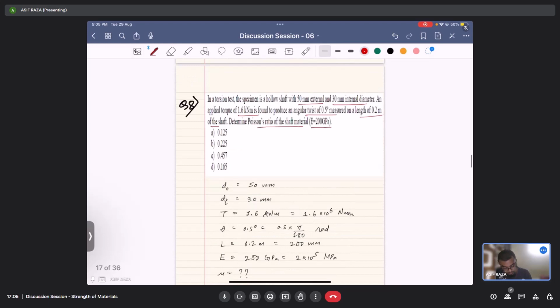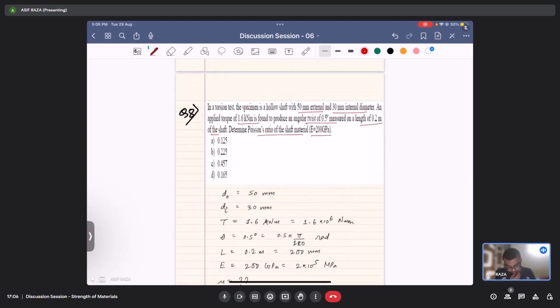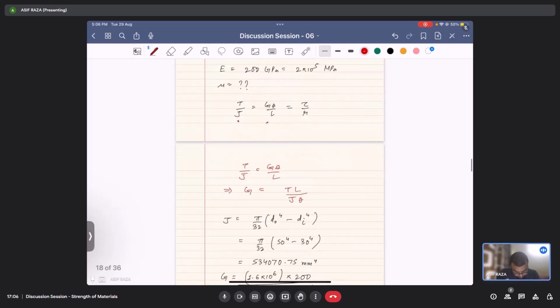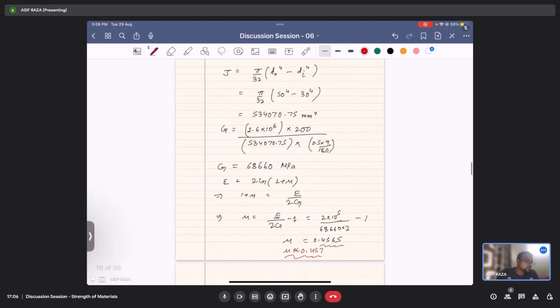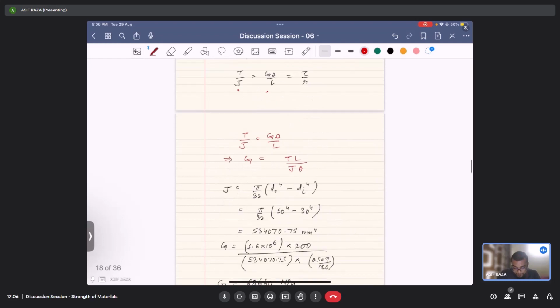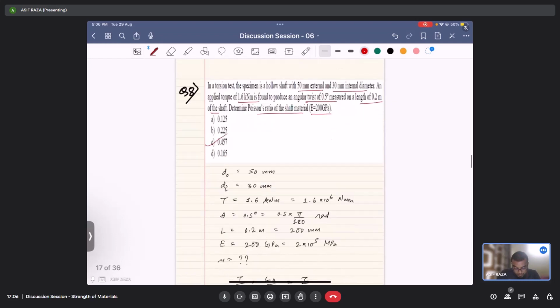The option from all the four is option C, 0.457. I hope it's clear to all.